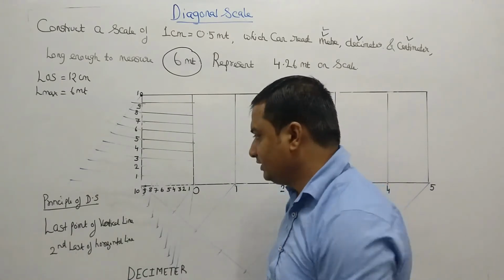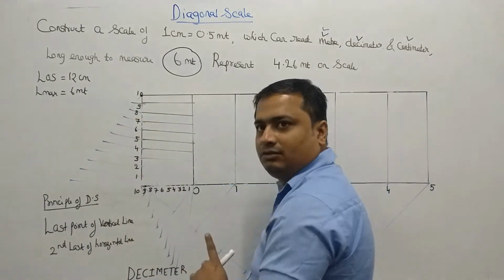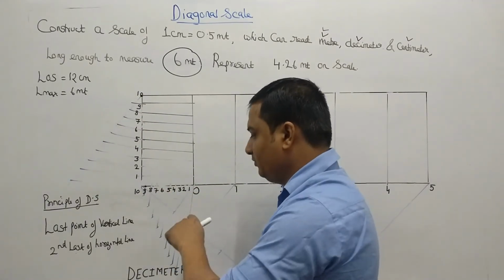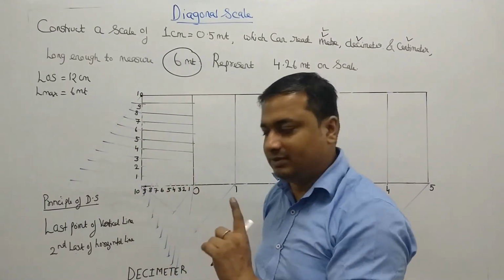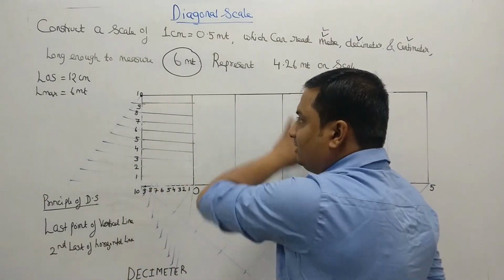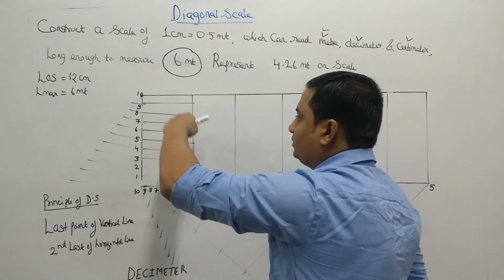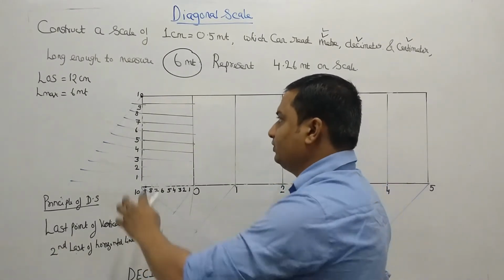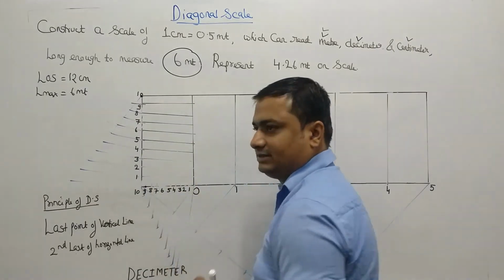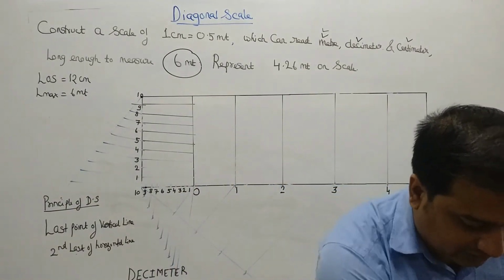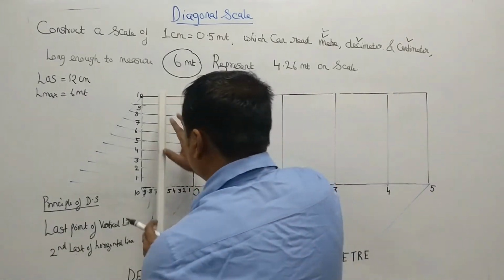What you have to do: first draw the vertical line of any length and divide it into equal parts. In this problem we have divided it into 10 equal parts because 1 decimeter is equal to 10 centimeters. Then complete the box, then verticals and then horizontals. Then apply the principle of diagonal scale, which says join the last point to the second last. So I am applying the principle, joining the last to the second last, meaning 10 to the 9.